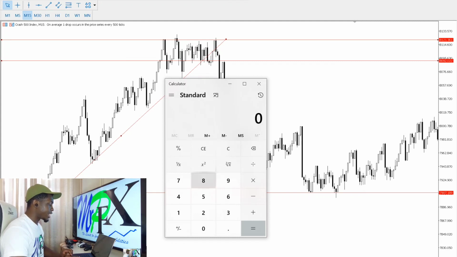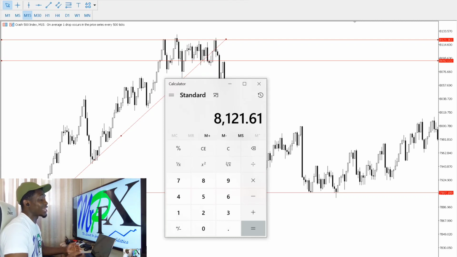So what I do is this. I actually come here and hit 8121.361, right? Now this is actually what I'm having. Now I'm actually having that place. That's where I just placed my stop loss randomly. That's what any random trader would just do.